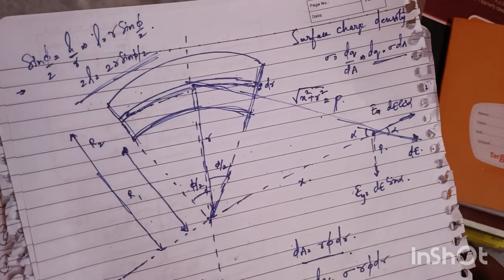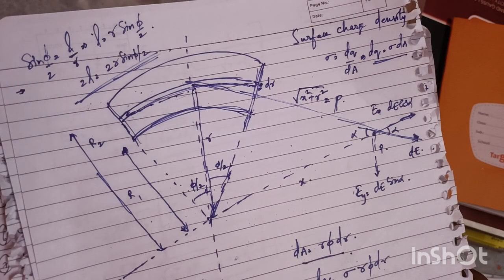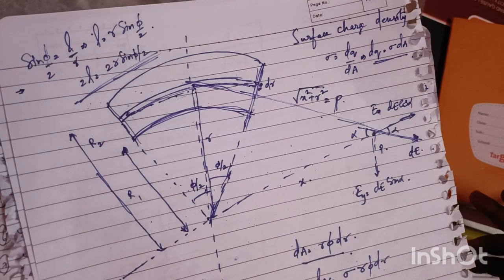This is Shiva. In the last video we saw the electric field due to an arc on its axis, and we also saw the general cases. We put phi as 2 pi for the total ring, on its axis, and also at its center, as we have seen.